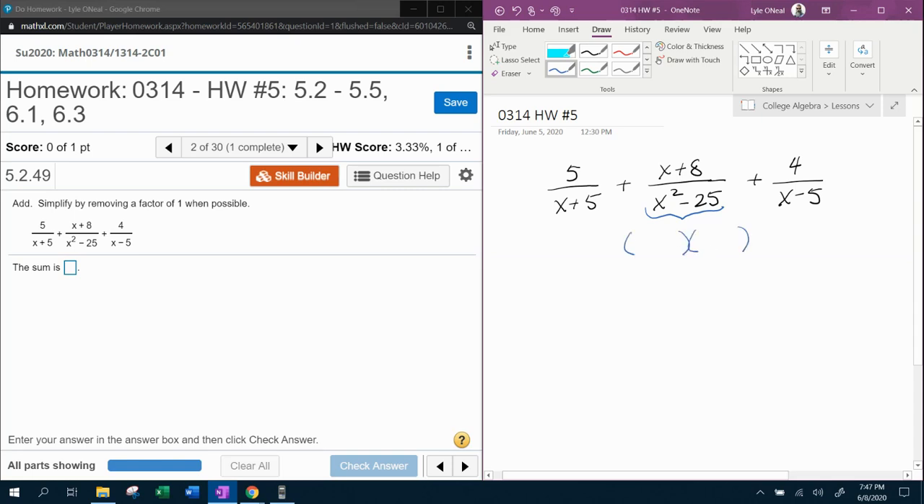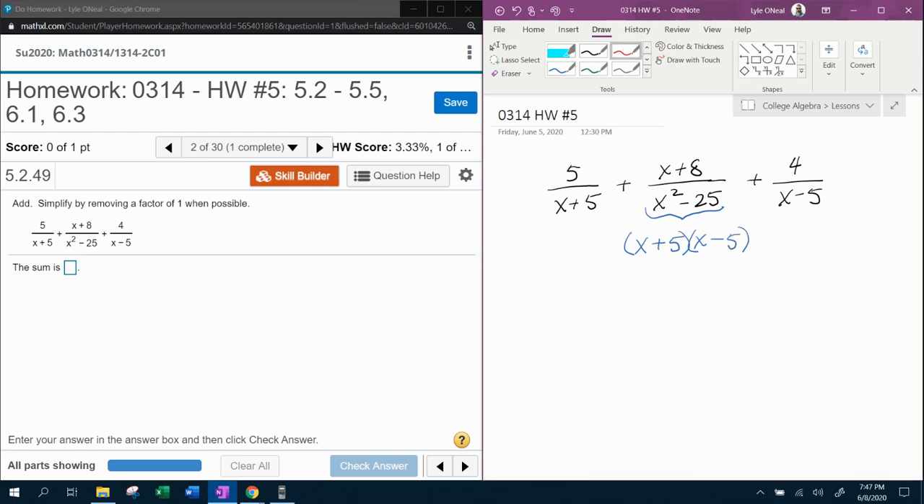All right, so to factor the difference of two squares, the signs are always different. X and x to make x squared, and numbers that multiply to make 25, 5 and 5. So there that is factored.